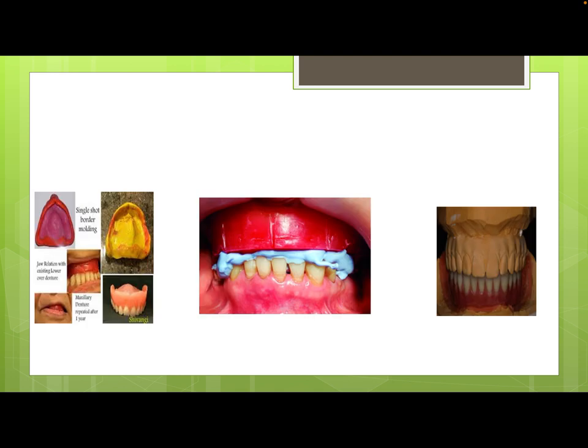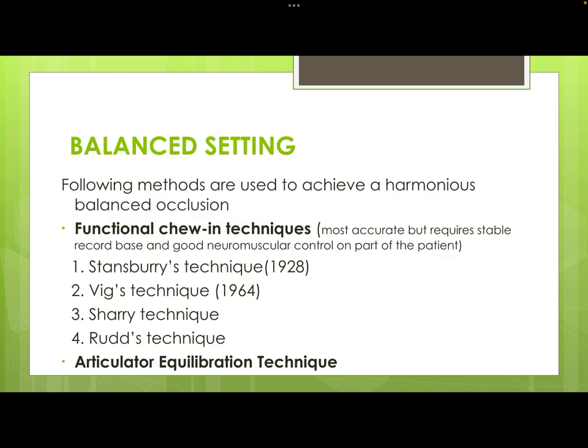Here you can see, as an example of an upper completely edentulous situation, an impression is made similar to the conventional technique. A primary impression is made, then a special tray is made, then border molding and a wash impression are made, then the occlusal jaw relation is done, and then the trial is done and the final denture is inserted.